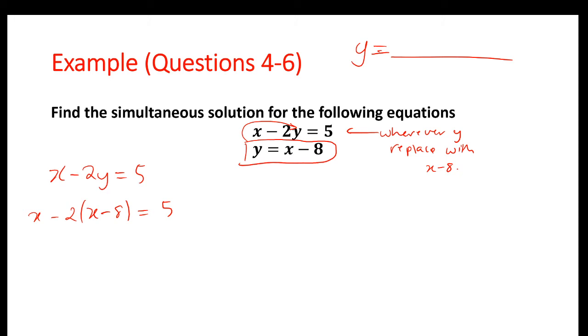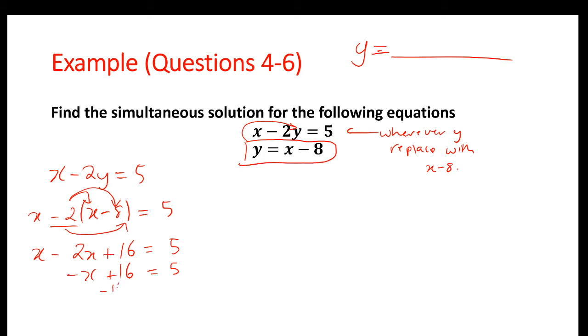So now we need to expand the brackets. So we get x minus 2 times x, remember minus 2 at the front. And then minus 2 times negative 8, well, that's positive 16. And that's equal to 5. Okay, x minus 2x is equal to negative x. So negative x plus 16 is equal to 5. That's just adding the x and the minus 2x together.